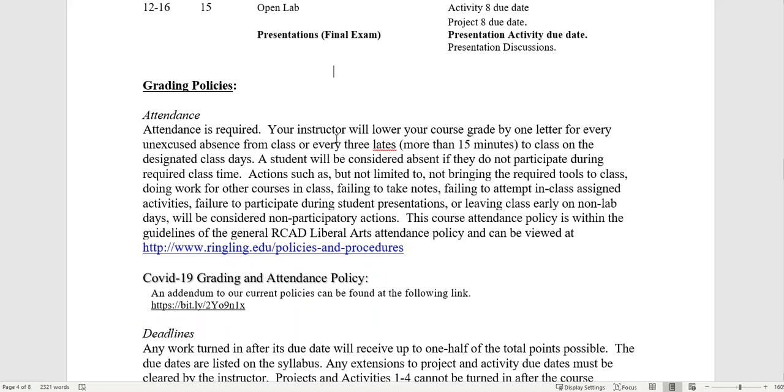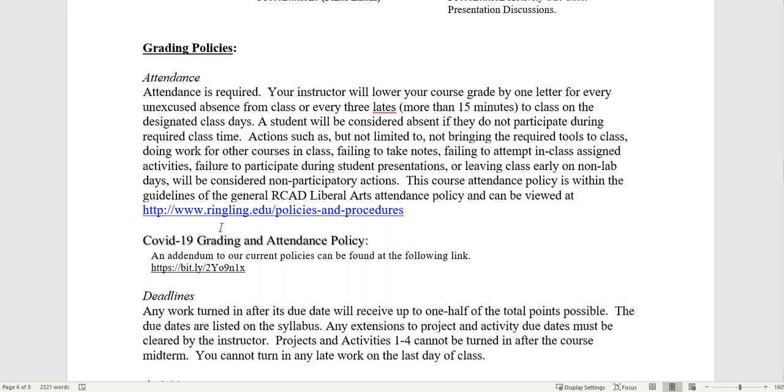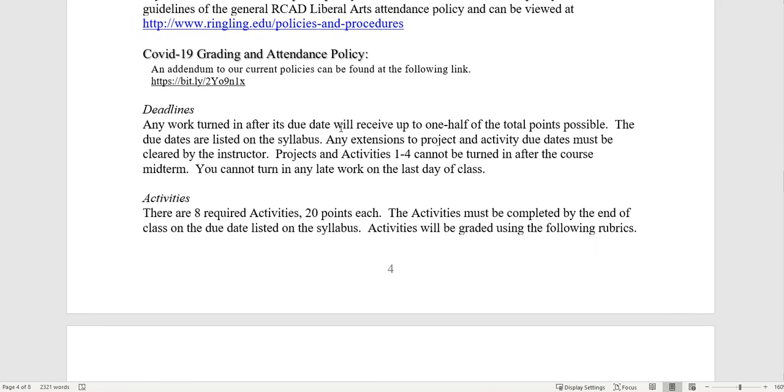Attendance is required. So let me just put that. I follow the Ringling attendance policy and how they grade. So again, this is really just basically the same idea. And you can go into the COVID grading and attendance policies at this link if you want to see what Ringling has. But basically, again, you need to be there on time. And your grade does get reduced if you miss. If you miss enough, you get withdrawn from the course.